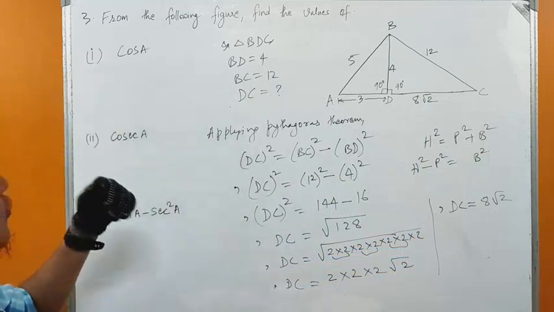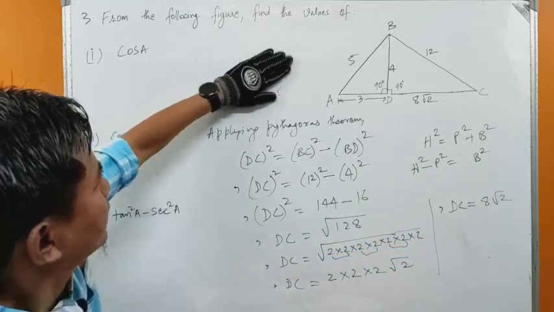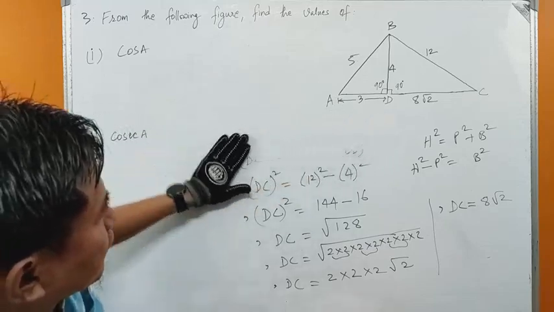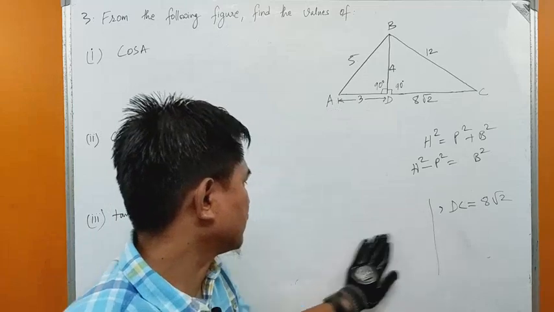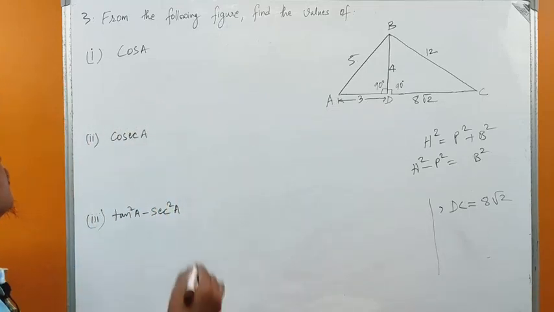We will start solving the questions now. Okay, so we have DC and we have AB. Now let us solve the questions one by one. Okay, so what is cos A?